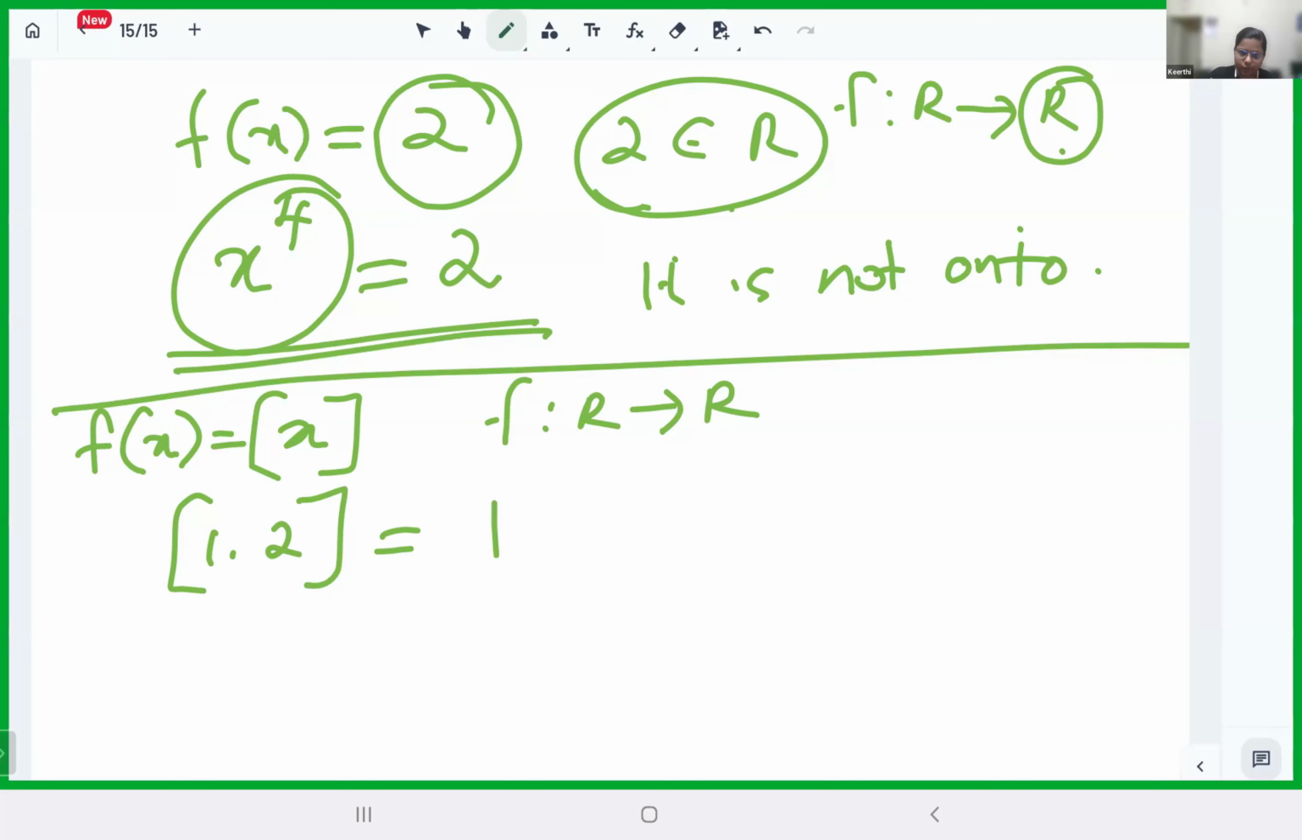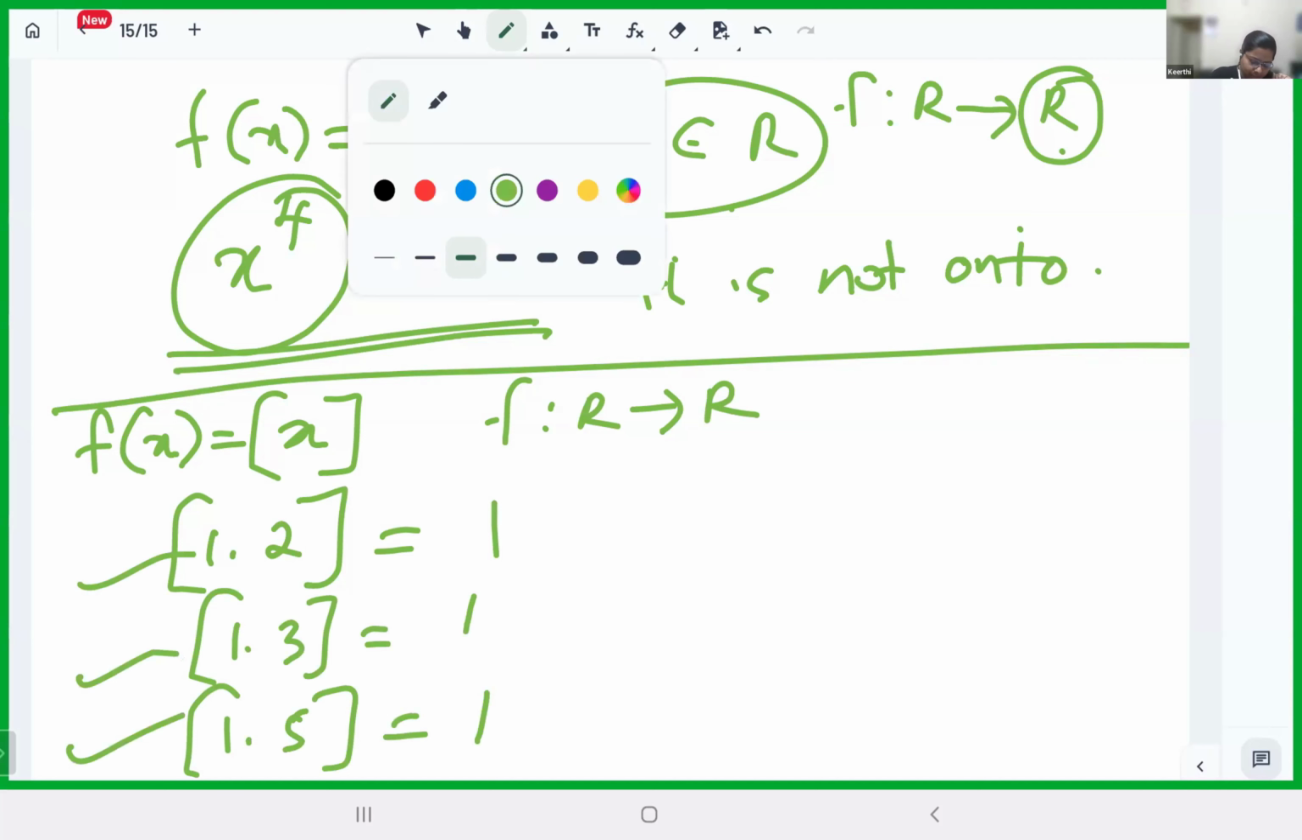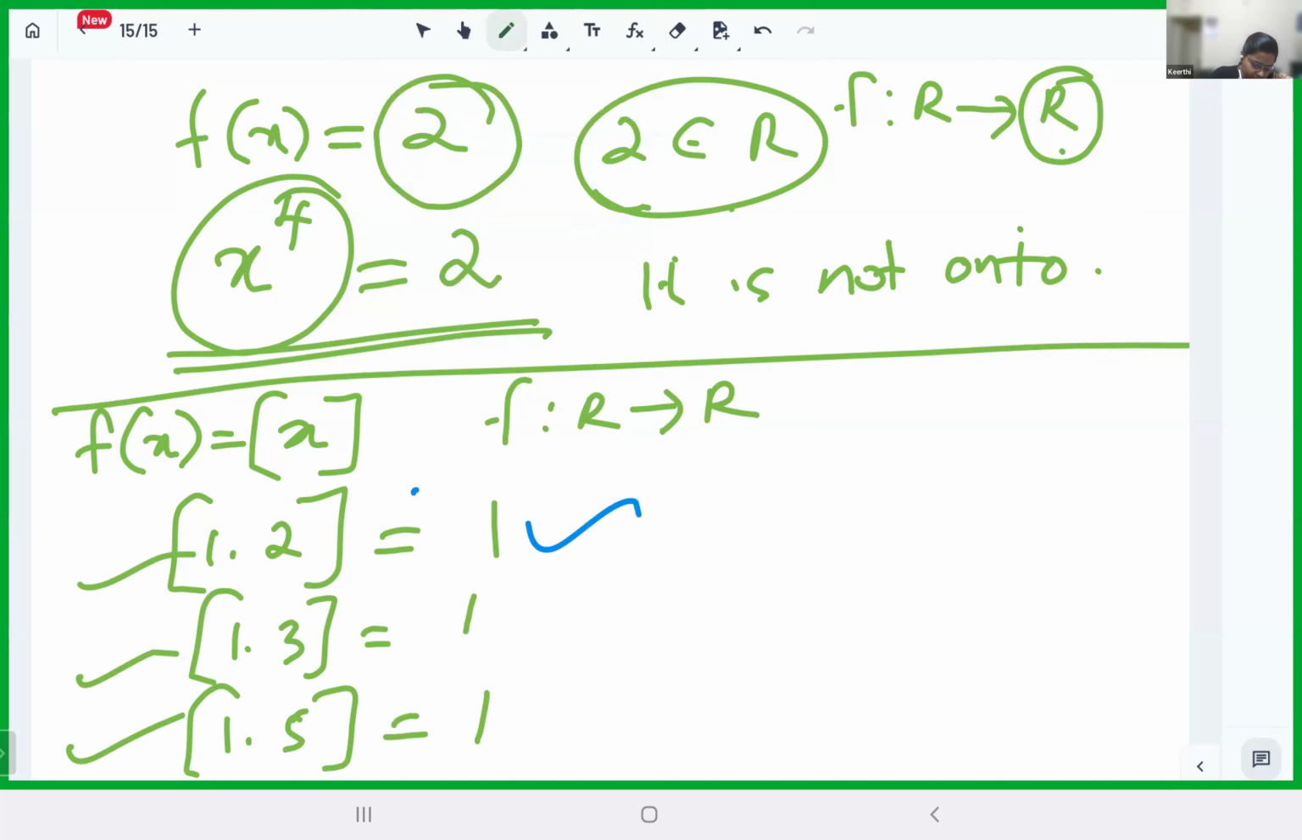That is, greatest integer of 1.2 is 1. That is, they are rounding off to the nearest integer, which means 1.3 is also 1, right? Which means 1.5 is also 1. The value of greatest integer 1.5 is also 1. So here, for different values of x, you are getting the same f of x.